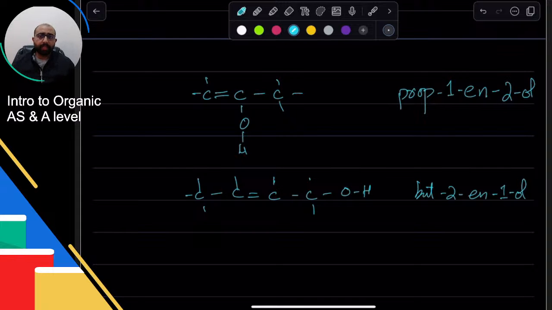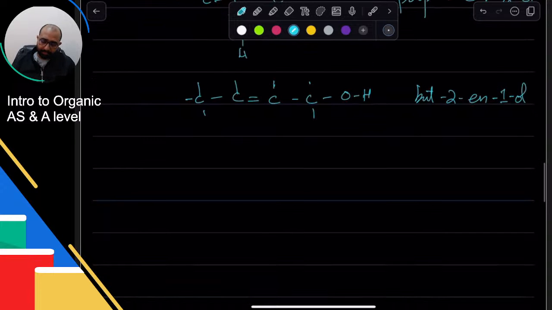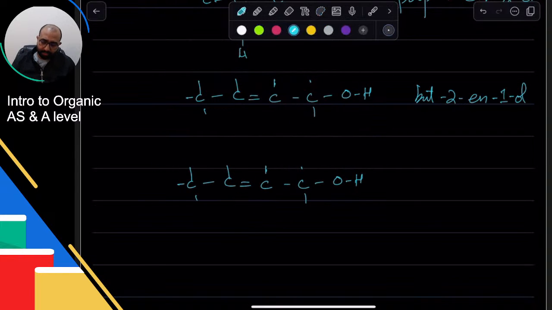Okay, so that's how you name these things. Now, what if you have more than one of these functional groups? For example, if I had the same thing, but this time it had another alcohol over here. So now you will use 2 things. I call it LCN. Location, counting, naming. Locate, count, name. That's what you have to do, LCN.